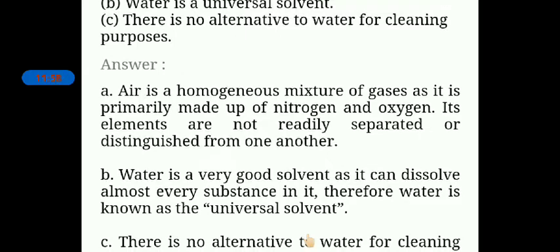Because air is a homogeneous mixture of gases as it is primarily made up of nitrogen and oxygen. Its elements are not readily separated or distinguished from one another. While teaching this lesson I told you the meaning of the word homogeneous: a firm mixture from which we cannot separate any constituent is called a homogeneous mixture.